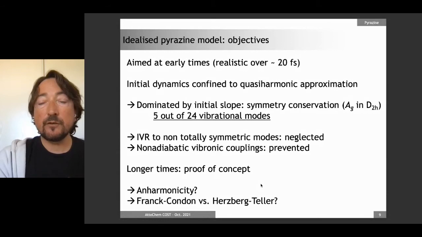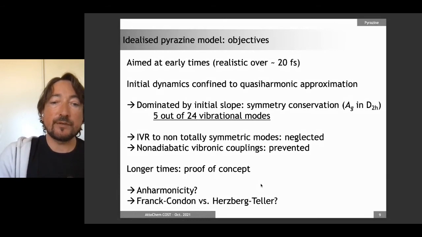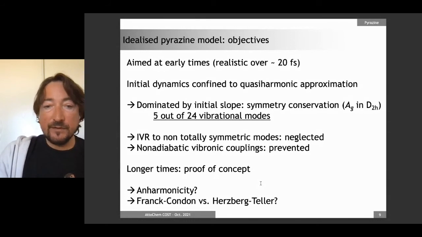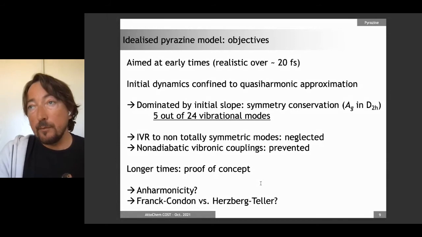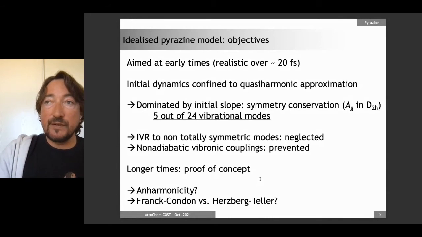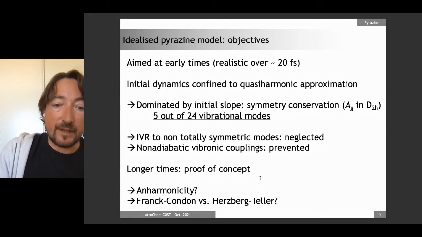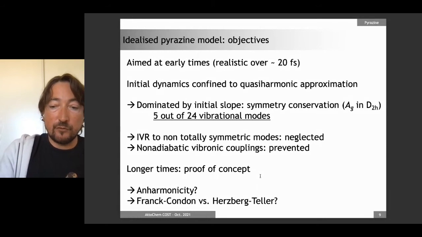But because we had this model available, we could also push it to longer times as a proof of concept to see how much coherence will be destroyed, how fast, how efficiently or not. In this context, we could probe the role of anharmonicity compared to a harmonic approximation, and also the effect of considering or not the dependence of the transition dipole with respect to nuclear coordinates. That's to say, whether a Franck-Condon approximation is enough, or if we should consider a Herzberg-Teller description to account for this dependence on the nuclear coordinates.